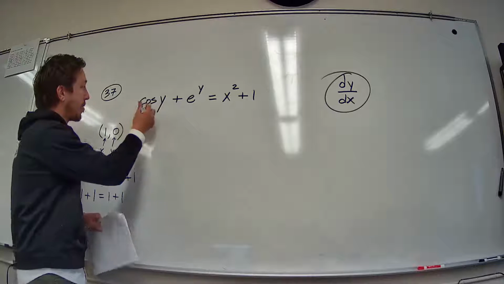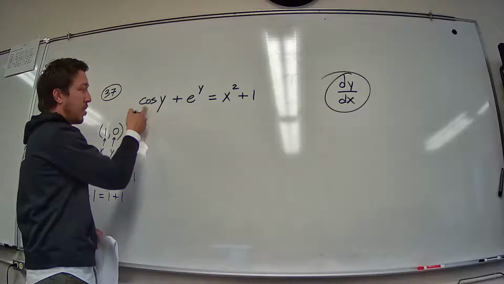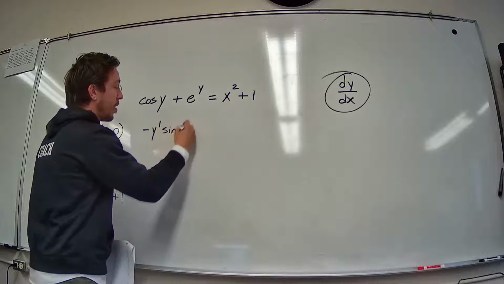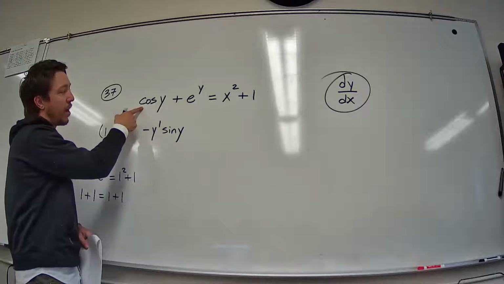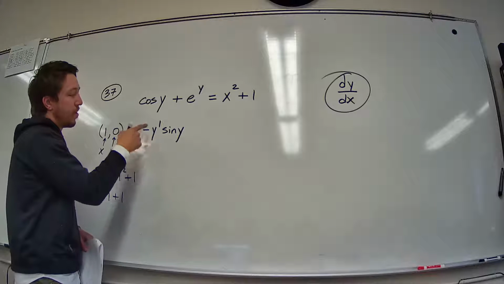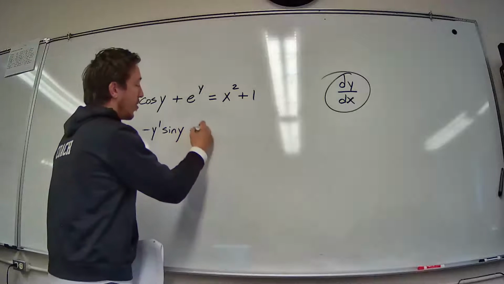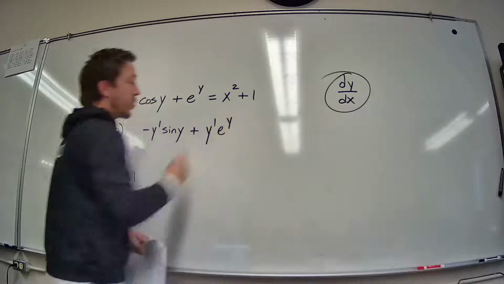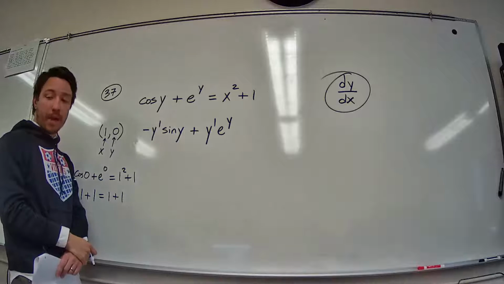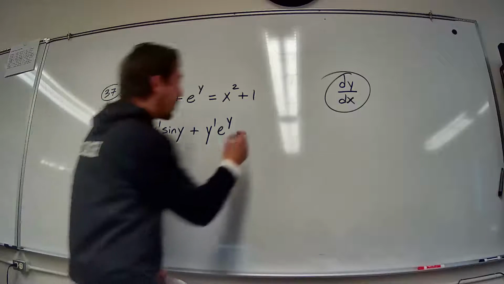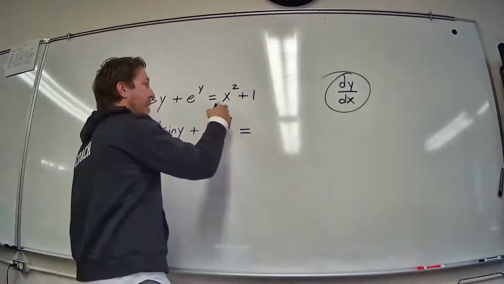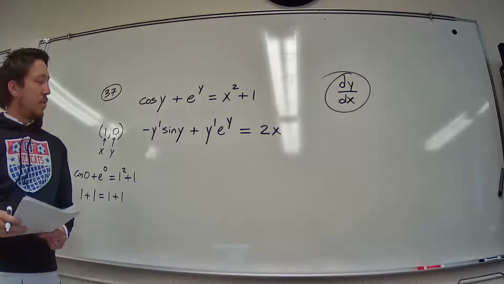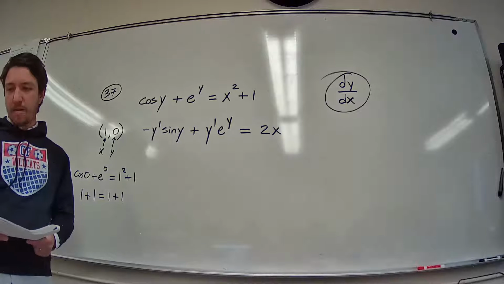So this guy would be, don't forget the y prime. So the derivative of cosine of y is negative y prime sine y. The derivative of e to the y is y prime e to the y, right? Derivative of x squared is 2x. Derivative of 1 is nothing. Do we feel good about that?